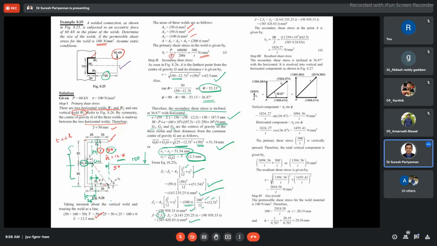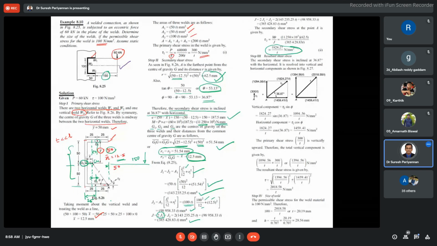This is our J value. Then go for finding tau 2. We know that moment P into E, we already found it, this one: 11,250 into 10 power 3. Now we know that R value is 62.5. Then find this divided by 30. The denominator is our J value. Then find it out. This is our tau 2. R value we have already found.